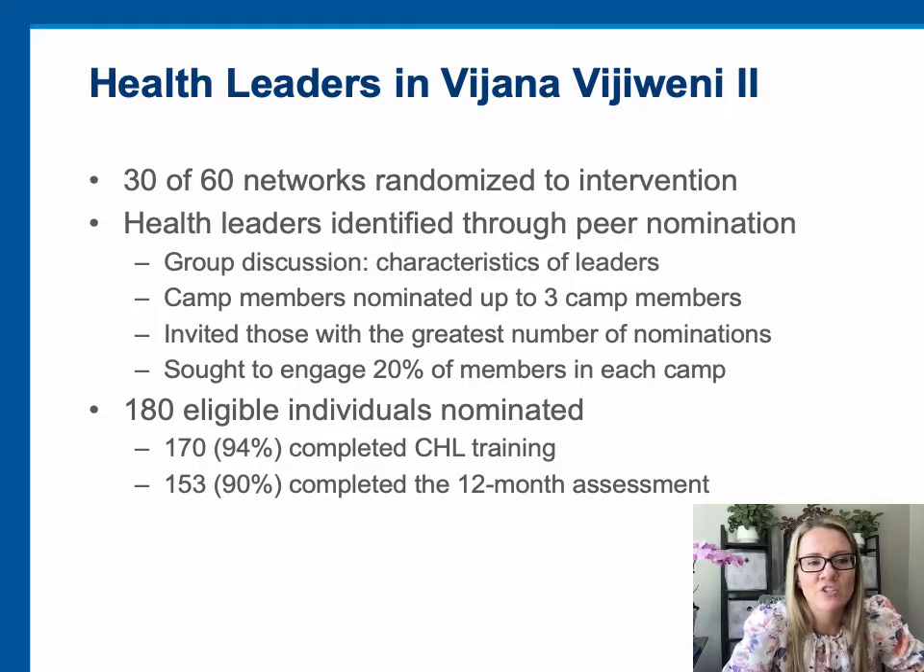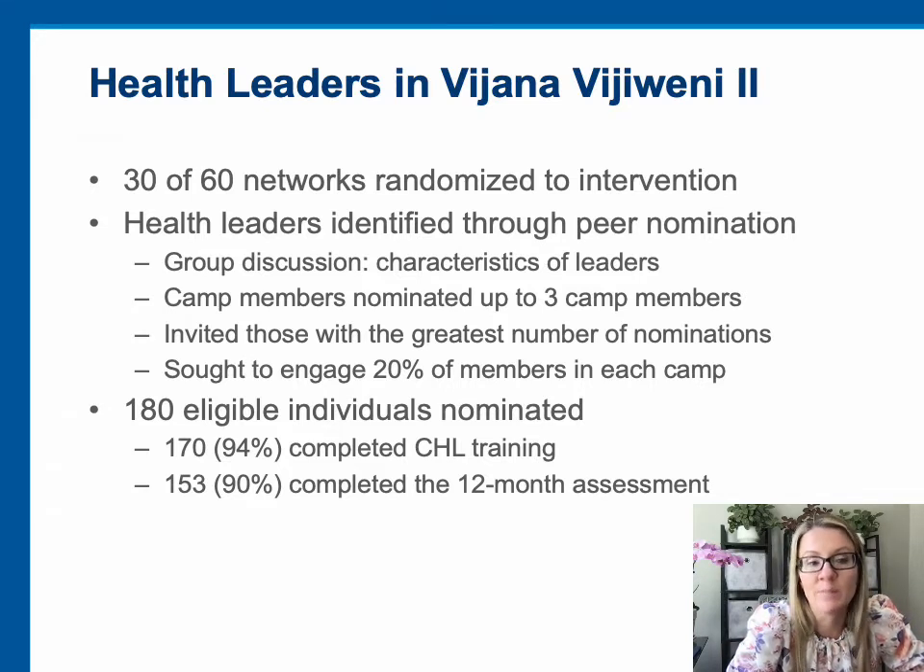And then after that group discussion, we had camp members each nominate up to 3 camp members who might fit that description. We then invited those with the greatest number of nominations, and we sought to engage about 20% of members in each camp. So using that 20% as a benchmark, we had about 180 eligible individuals that were nominated. And 170 of them ended up completing the camp health leader training, which was really high. We realized this was likely because the training was paid. They were, like I said, largely not formally employed, so they had the time. They were really interested in being involved. We had really high levels of participation.